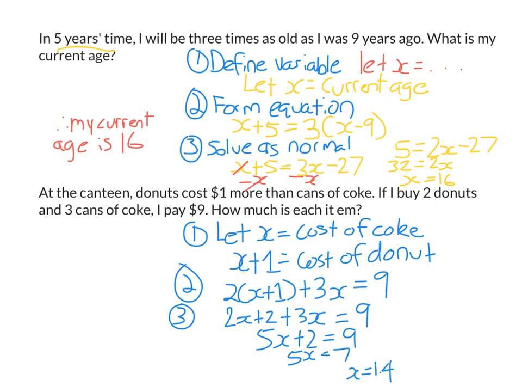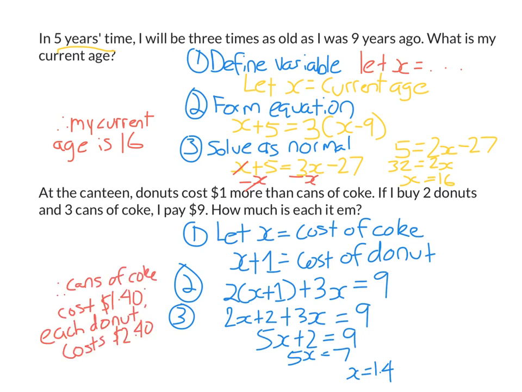The answer doesn't have to be a whole number. So remember, x is the cost of a Coke. So I've just figured out that each Coke costs $1.40, which means each donut costs $2.40. And then once again, I write a worded answer here saying exactly what I just said.